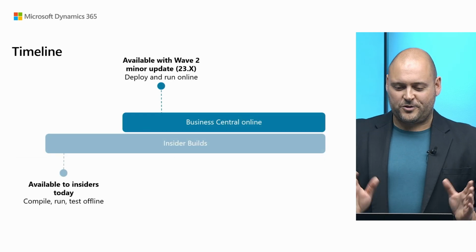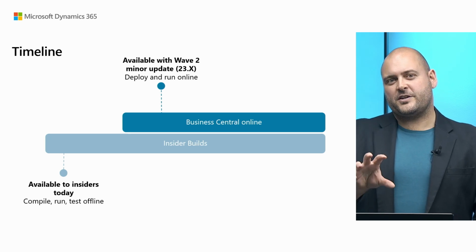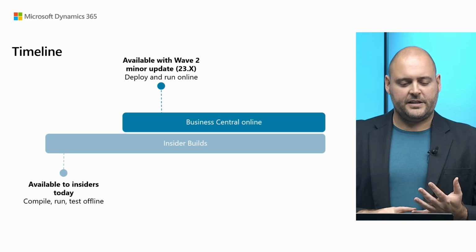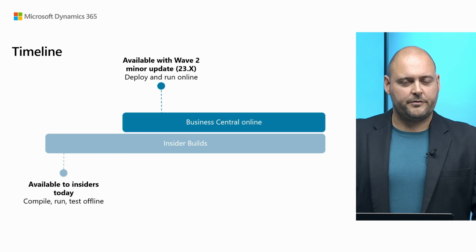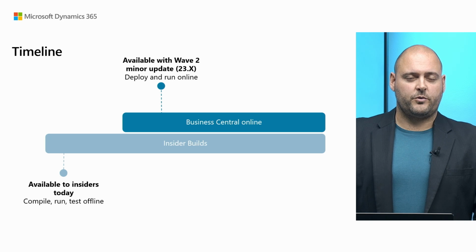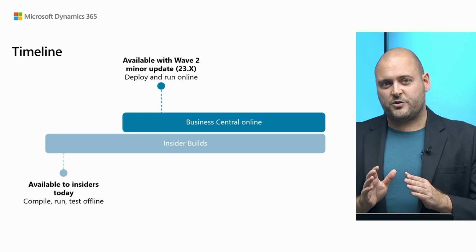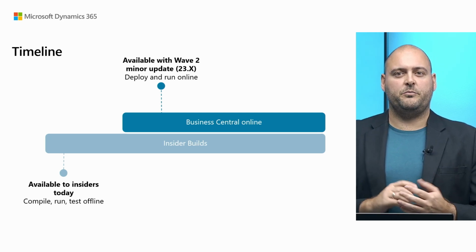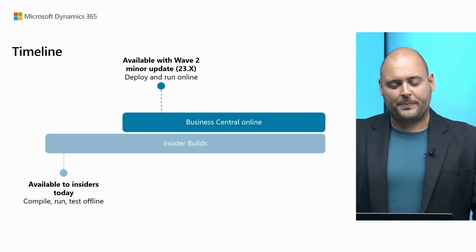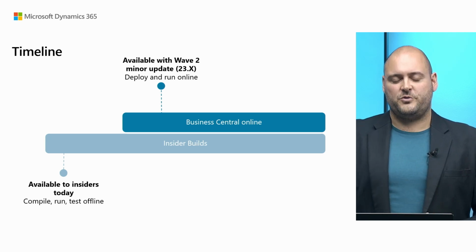When will this be available is always the question. So let's tackle that. You can get hands-on right now. If you're an insider using insider builds, you already have access to the toolkit today, which means you can compile, run, and test your generative AI features offline. Now, throughout the wave, 2023 release wave 2, we're going to publish a minor update that will include the toolkit as well. What this means concretely is that you will now also be able to deploy, test, run, and demo your code to Business Central Online. This also means you can prepare your app for AppSource, and you can also deploy this to your customers as well.